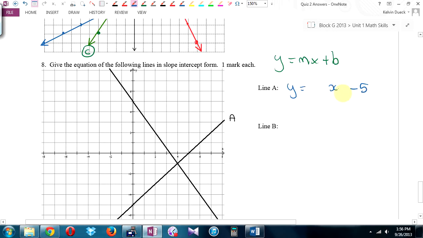What's m? Do I need to write the 1, or if I leave it blank, is it just understood that there is an invisible 1 there? It is? Then I'm going to go. I would give you a half mark for the correct slope and a half mark for the correct y-intercept.